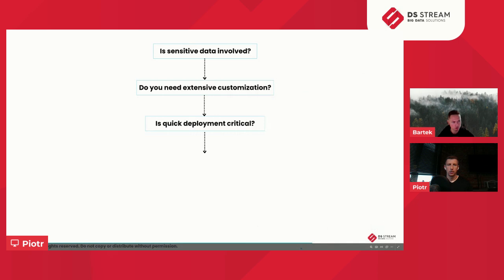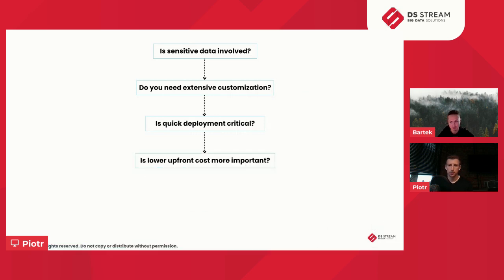The next question is the one but last. Is lower upfront cost more important? And I think cost is the most important factor when selecting the right model for us. Also, in our case, the answer is no, because we are more concerned with keeping the overall long-term costs manageable rather than just minimizing initial expenses. So if we are able to handle those costs, I think open source models are also a better choice.